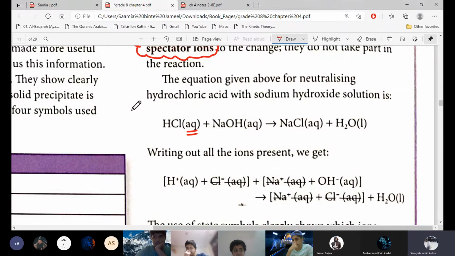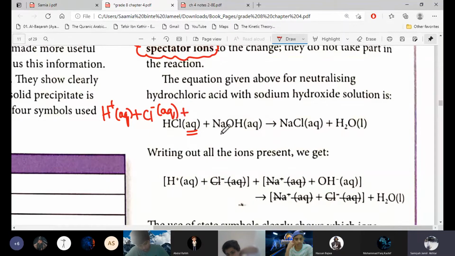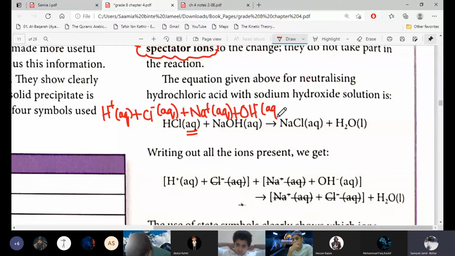Like HCl, it will split into H positive aqueous plus Cl negative aqueous. So HCl will split into its ions, H positive and Cl negative aqueous. Plus NaOH will also split because it's aqueous. So Na positive aqueous plus OH negative aqueous. And this will happen only in ionic compounds.